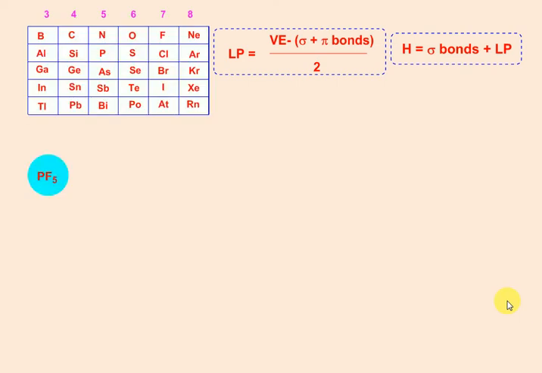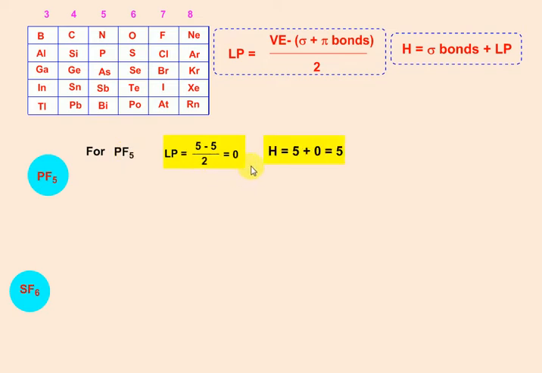Friends, let us have discussion on some more examples. Let us discuss PF5. In PF5, phosphorus is surrounded by 5 fluorine atoms, and we know that phosphorus belongs to the nitrogen family having 5 valence electrons. So 5 valence electrons minus 5 bonds divided by 2, number of lone pairs 0. So hybridization is equal to number of bonds 5 plus number of lone pairs 0 is equal to 5. 5 means sp3d hybridization, and friends, we know that sp3d hybridization will have trigonal bipyramidal geometry.